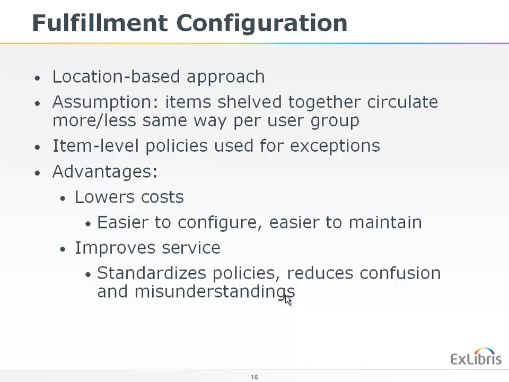By managing fulfillment on the location level, it is no longer necessary to maintain an item status on each and every item. On the contrary, the item level status should be maintained only on exceptional items, that is, items which circulate in a way which is exceptional to the majority of items in the location. This approach is easier to configure and maintain, thus lowering operating costs. In addition, defining fulfillment policies according to location makes it easier for patrons to understand the terms of use, reducing confusion and misunderstanding.